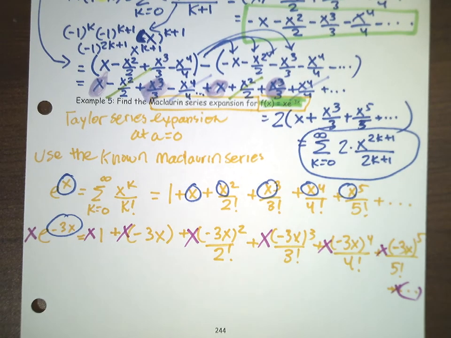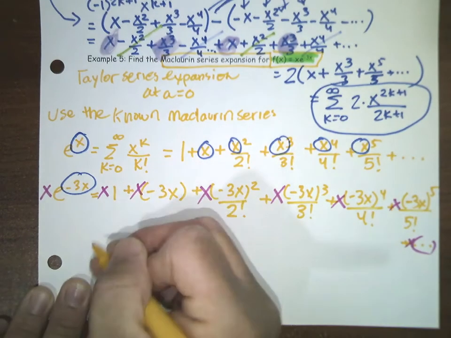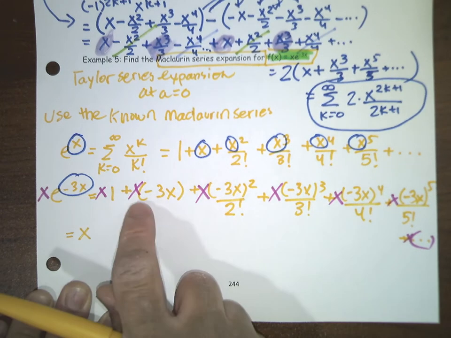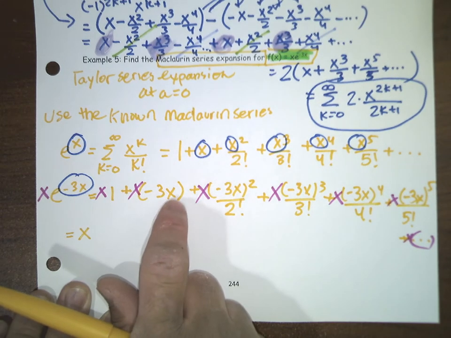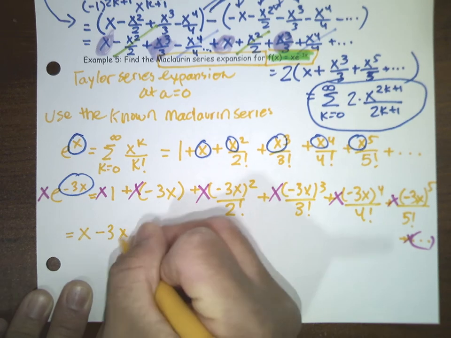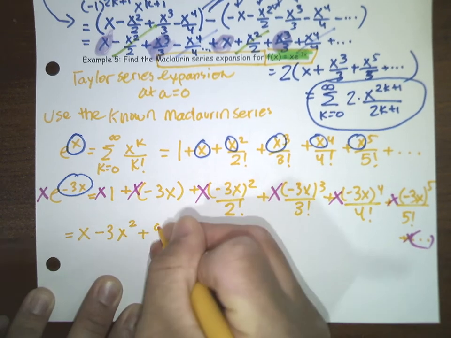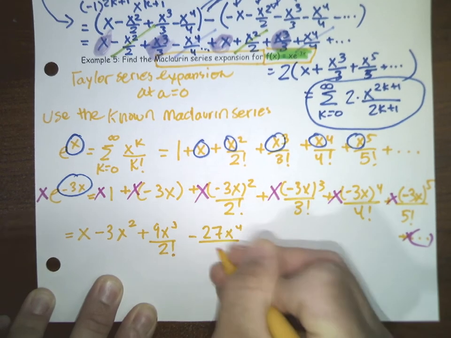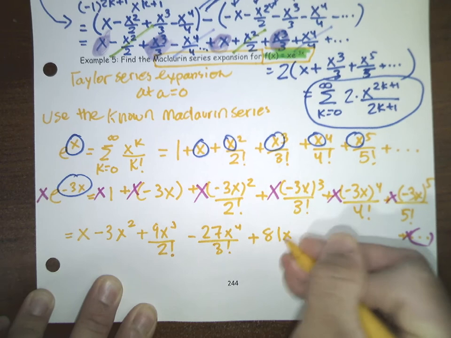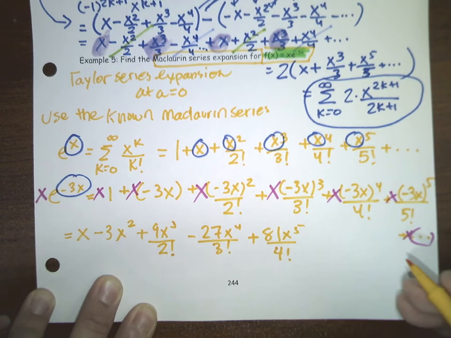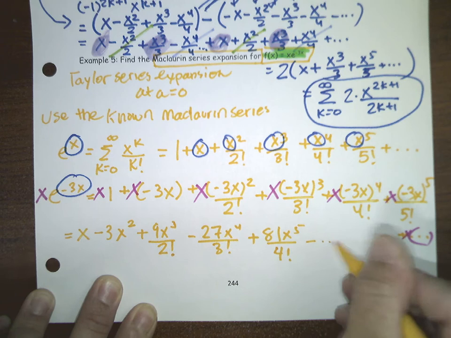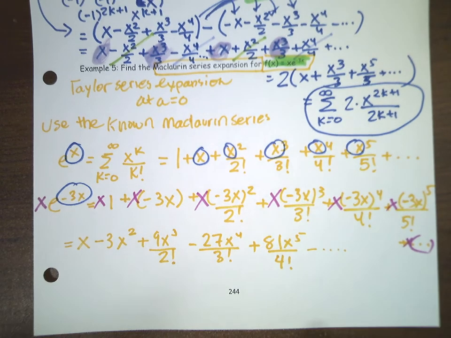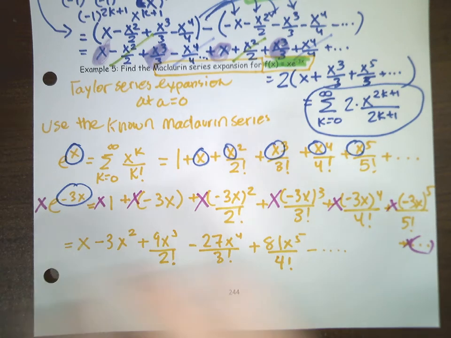Now if I simplify this a little bit, 1 times x is x, then x times negative 3x is negative 3x squared, and then I'll follow that up by 9x cubed over 2 factorial, then minus 27x to the fourth over 3 factorial, plus 81x to the fifth over 4 factorial, and then a minus, and so on. I hope that you're enjoying this, because now I'm going to write down what the series looks like in a closed form.